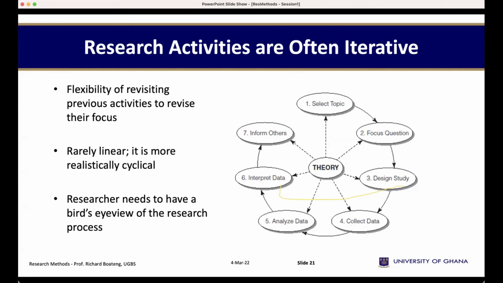So somebody can choose a topic, focus on a question, then realize that in designing the study, there's no place that I can get data from to be able to do my work. So I better change my topic. I change some of the things that I'm trying to do.